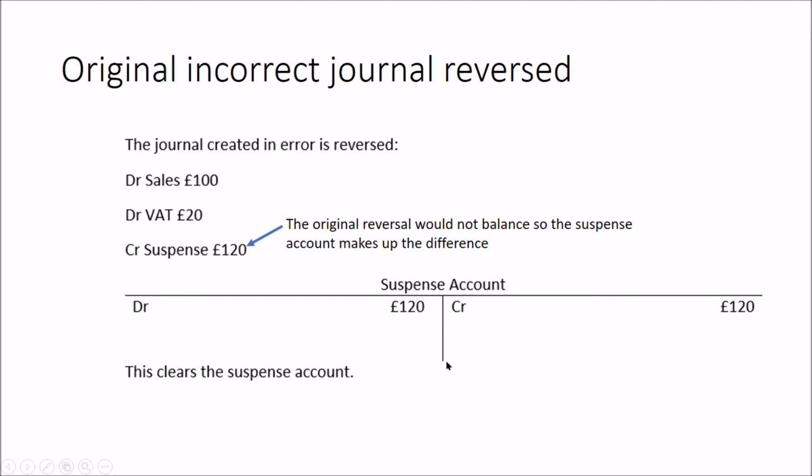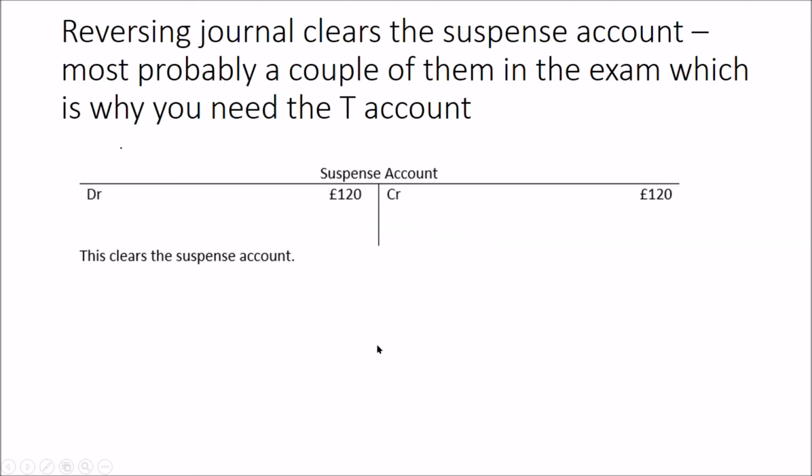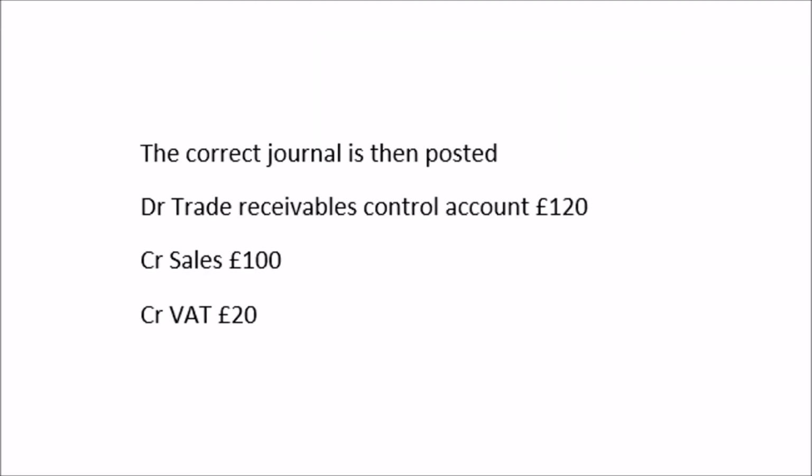Now that's back to 0, and then what we're going to see in the exam is you're going to typically have a couple of them. So there'll be typically a couple of these ones in there. So you're going to set up a T account in there. So there'll be like a couple of questions in there. See that you clear the T account and the suspense account, and then you post the correct journal. So here's the correct journal then being posted here.